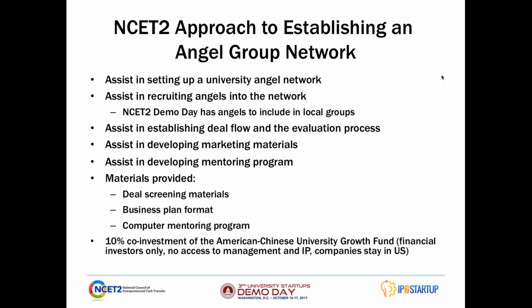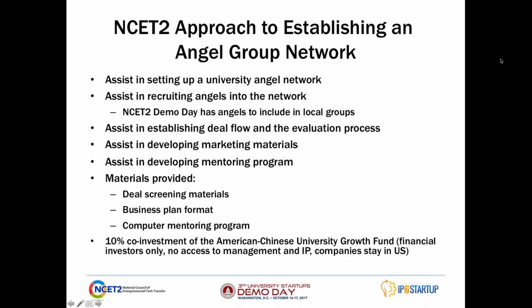We help you, the university who needs to give its blessing, the person or persons at that level, understand why this is important for the university and what benefits they receive. And so we become the advocate in that sense for the university angel network. Number 2, we assist in recruiting angels into the network.